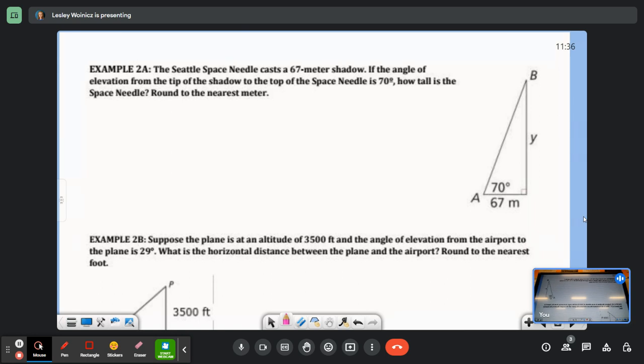Okay, so the Seattle Space Needle casts a 67-meter shadow. That's here. This is the shadow. If the angle of elevation from the tip of the shadow to the top of the Space Needle is 70 degrees, how tall is the Space Needle?